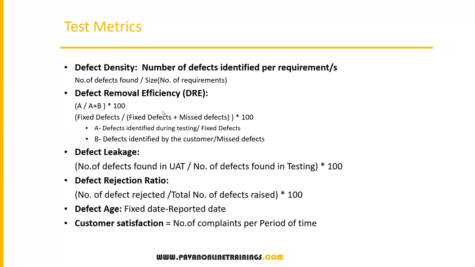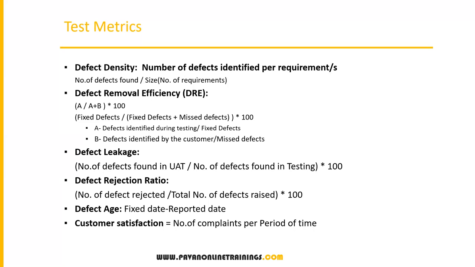Okay. So this is a formula: A by A plus B into 100. A means what? Defects identified by the tester during the testing phase. They are also called fixed defects. And B means what? Defects identified by the customer, meaning missed defects.